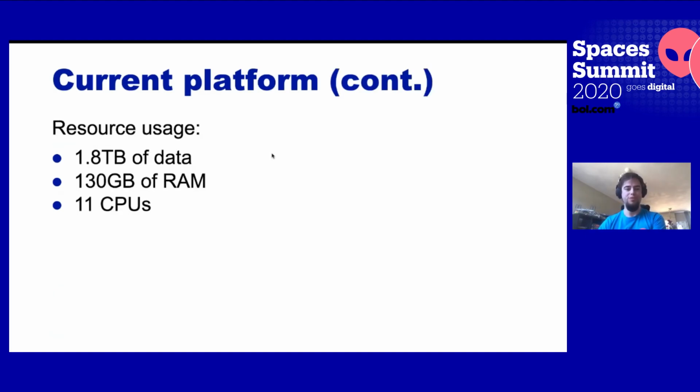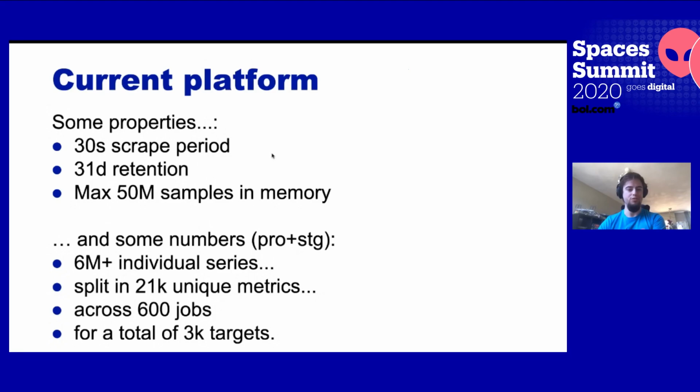But this also comes at a fairly high cost currently. We have about almost 2 terabytes now of data stored for only 31 days of retention. We have about 130 gigabyte of RAM and 11 CPUs. So if you think about it, 11 CPUs for 6 million series is not so bad in the end, especially if you consider the fact that we're scraping 3,000 targets. So that's 3,000 HTTP calls every second. So it's pretty efficient in the end.